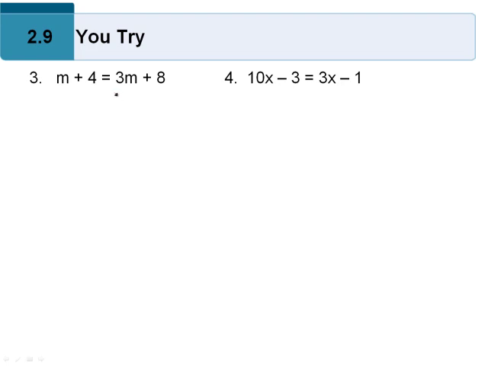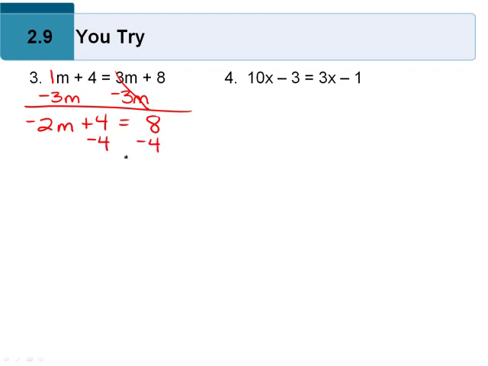Okay, so I'm going to subtract 3m from both sides. Now, be careful. Remember that coefficient on the m is a 1. So 1 and negative 3 is going to be negative 2m plus 4. And the 3m's are gone, so it equals just 8. Comes down. Okay? Now, don't mess with negative 2m. Now we move the constant to the right. So I subtract 4 from both sides.